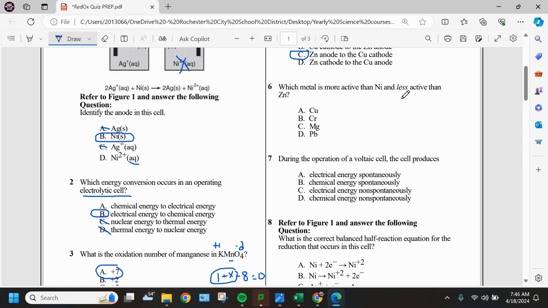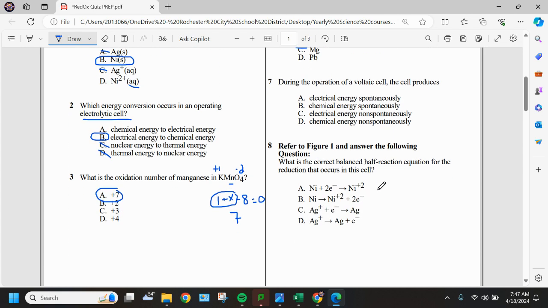Hey, who's more reactive and less active? More active than Ni. So who's above nickel? I'm looking for Ni on table J. I see it. Less active than Zn. I see Zn. So less active than Zn is Cr, Fe, Co. So who's here? More reactive than nickel, but less reactive than zinc. Cr. Oh, Cr. Duh. Here it is. I was just having trouble finding it.